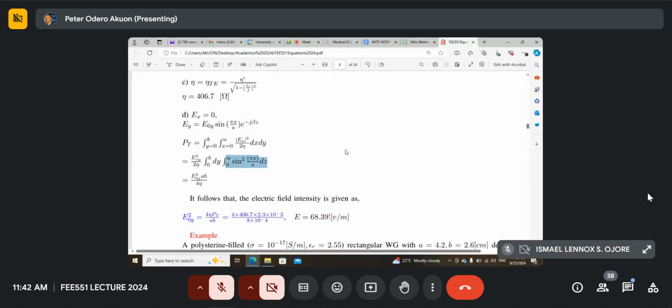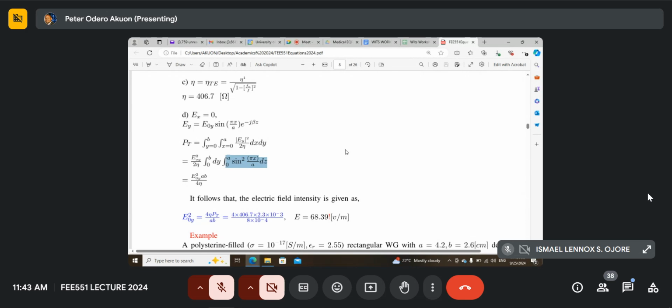So if it reduces to a half of A by rewriting sine squared x as a half of, bracket, 1 minus cosine 2x, then we'll have E naught squared AB over 4 eta, because that reduces to a half of A. So try to get that at home. So now the power is equal to E naught squared AB over 4 eta.